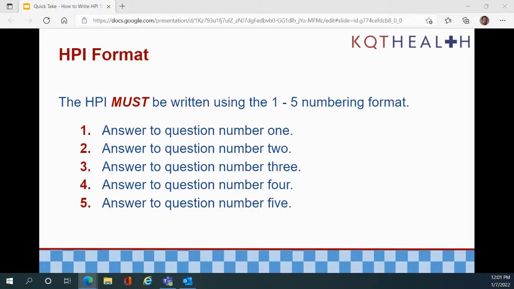When writing your 5W HPI statement, you must number your responses using 1 through 5 format. This standardized format provides consistency in your documentation and allows readers to quickly locate pertinent information when needed. Write the question number followed by the response for each of the 5 questions.